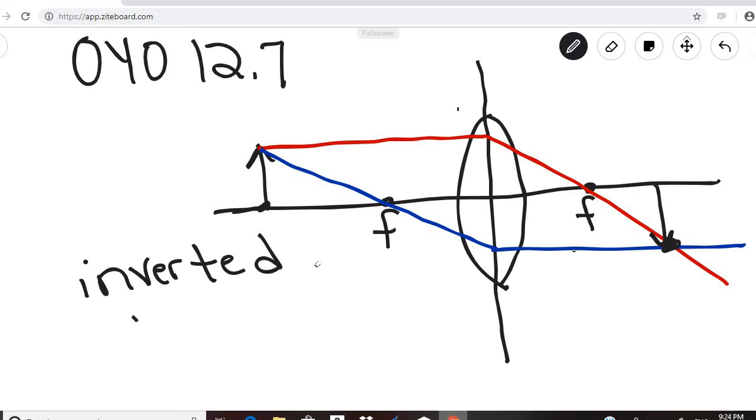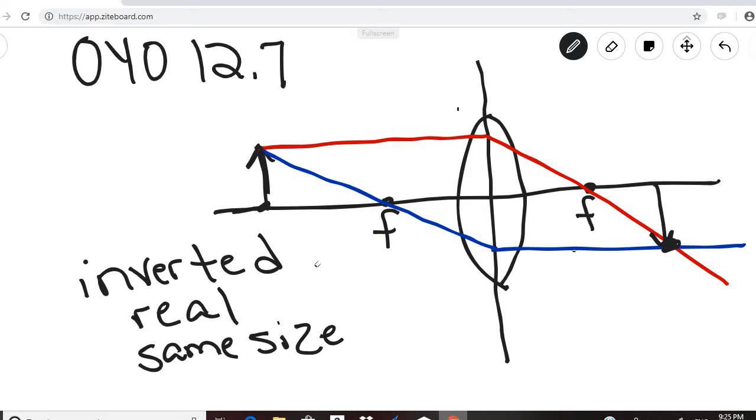It's real. You didn't have to extrapolate. So when you look through the lens at this object, it's going to appear as if it is on this side. And then it looks like it's about the same size. Okay, so this is about the same as that. Okay, so that's 12.7. Let's go ahead and do 12.8.